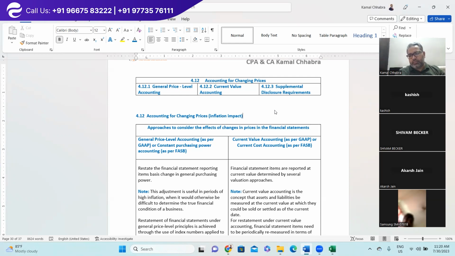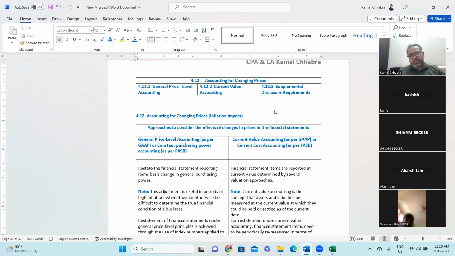Yeah, it's recommendatory but not mandatory. But if you are applying it, how you need to apply it, that guidance will be going through, and it is more important to apply this where we have a hyperinflationary economic environment.